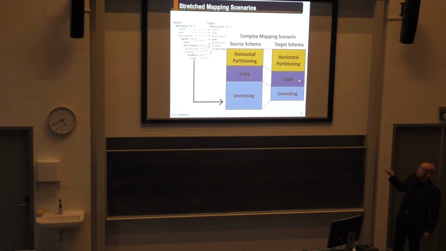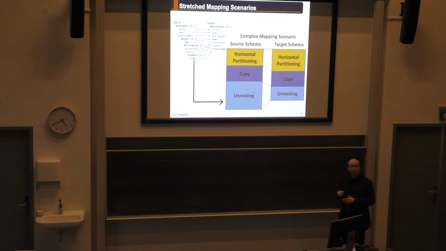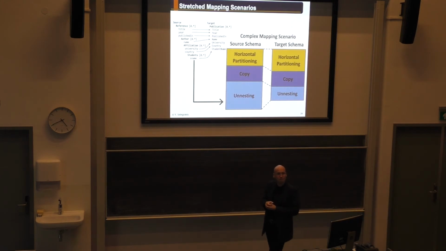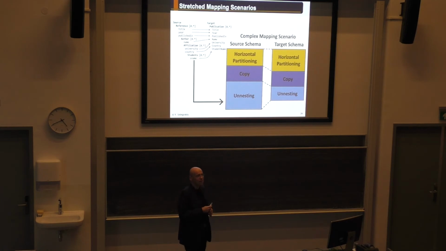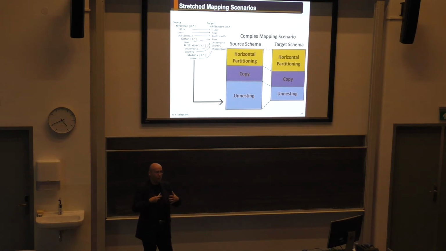This second part is just copied, and this one is unnested. Okay? Yeah. So if you test, do you still need to draw them in this graphical interface? Yeah. You do exactly the same. Yeah. So we know that this is a copy, this is an unnesting, this is a horizontal partition.